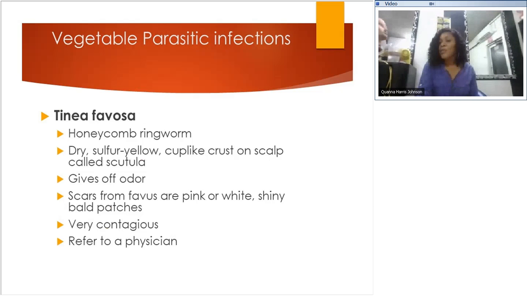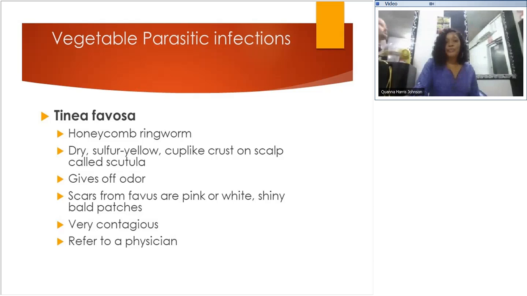So those are the two types of vegetable parasitic infections, ringworm, that I'll be talking about today, because they're the main types that you will see in the salon. I will also mention barber's itch, and this is ringworm of the beard. You might see that one also in the salon. That ringworm should also be referred to the physician. Remember, ringworm is highly contagious. So if you did an analysis or consultation on a client with ringworm, make sure you sanitize your hands and anything that you use within the consultation.